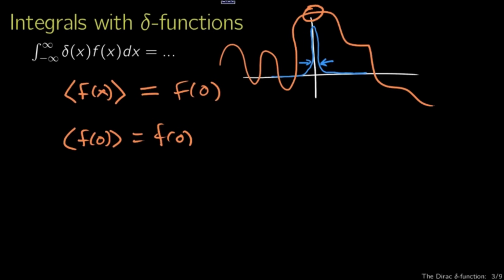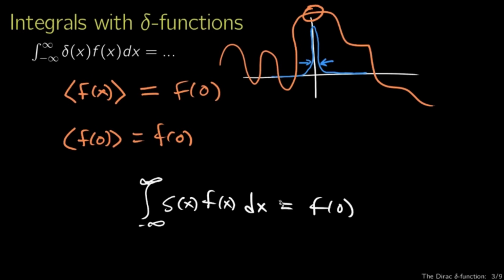So this is our first really useful formula with delta functions. If we integrate, and it doesn't really matter what we integrate over, minus infinity to infinity will work, delta of x times any function f of x integrating dx, we just get f of 0. We don't have to do the integral. Delta functions effectively make integrals go away.